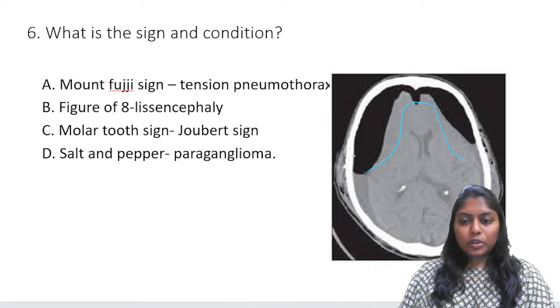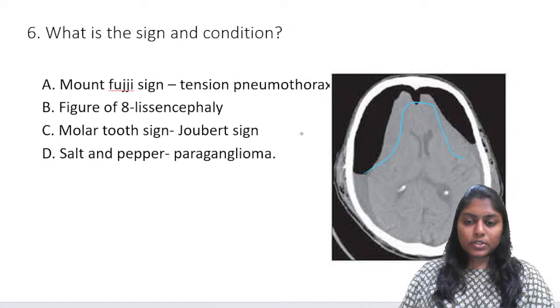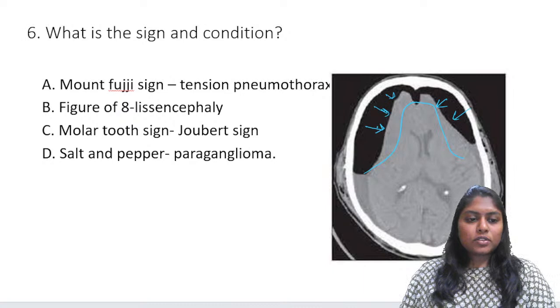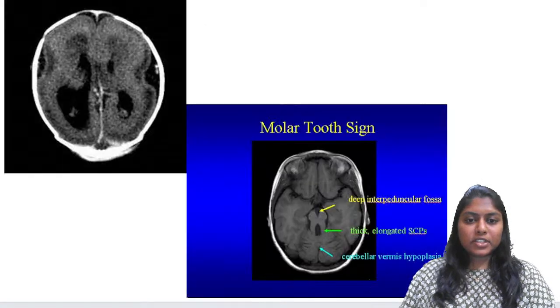In normal pneumothorax, you will not be able to see the Mount Fuji sign. Only in tension pneumothorax, because the air is filled in and there is no way for it to go outside, it causes compression over the cerebral cortex, which causes this Mount Fuji sign. So, regarding the rest of the options, let's have a look at the images.